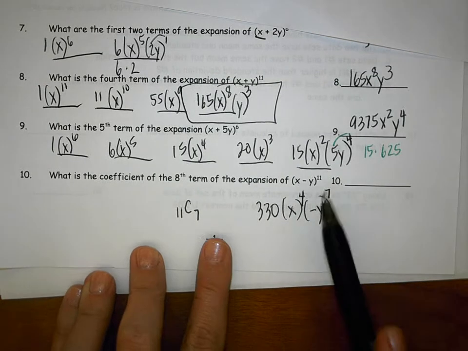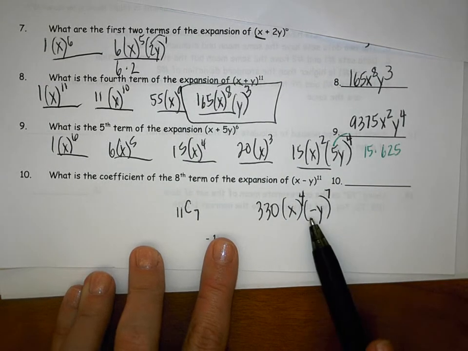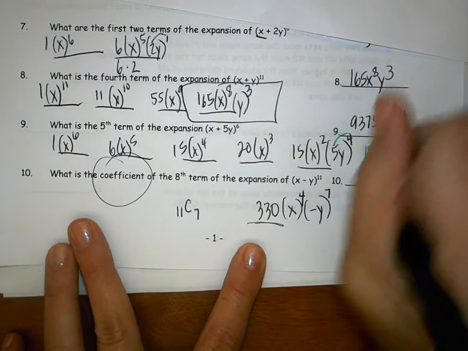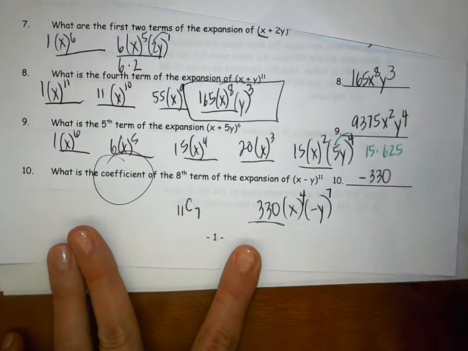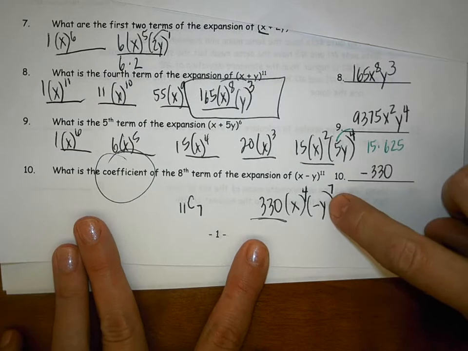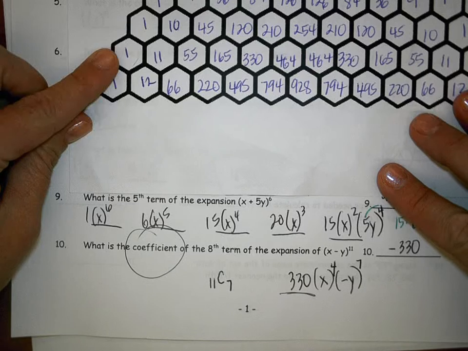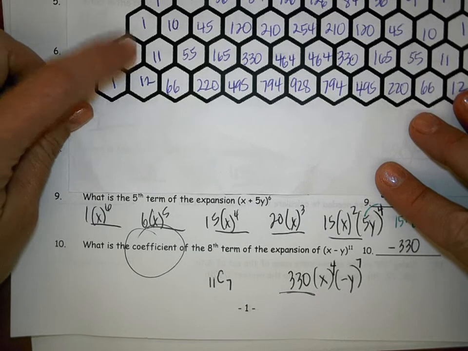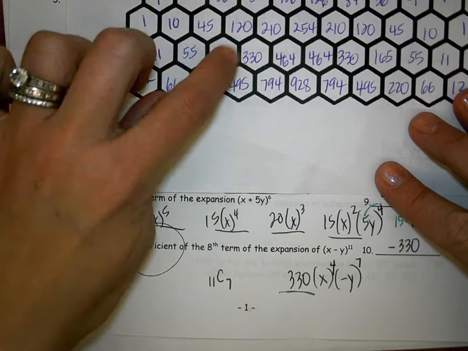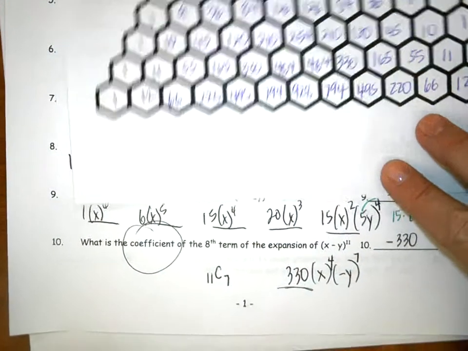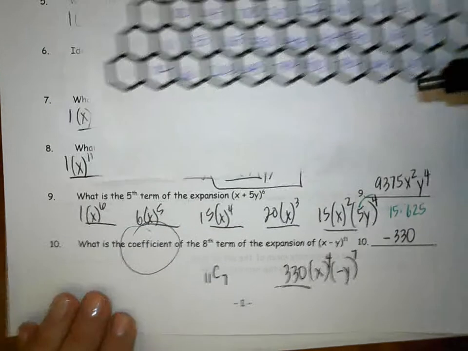The reason why these are important is because we need to figure out, is this going to be negative or positive? And in this case, it's going to end up being negative. And they just want the coefficient, which means they just want the number, so it's going to end up being negative 330. If you didn't know this, you could always count out and be like, okay, this is going to be x to the 11th, 10th, 9th, 8th, 7th, 6th, 5, 4. Does that make sense? Or you could write it all out too. Okay, moving on.